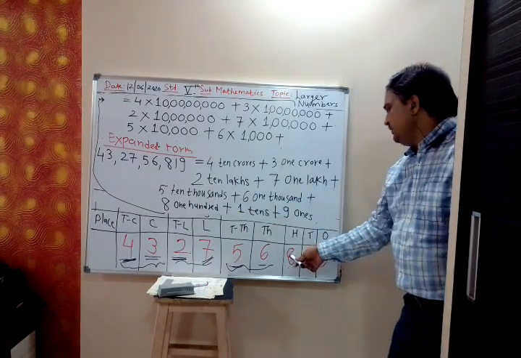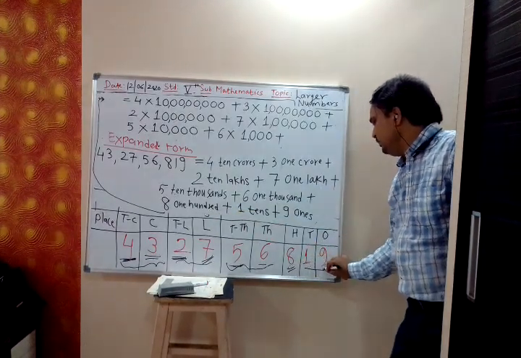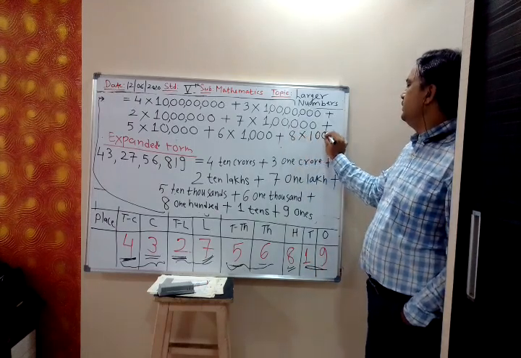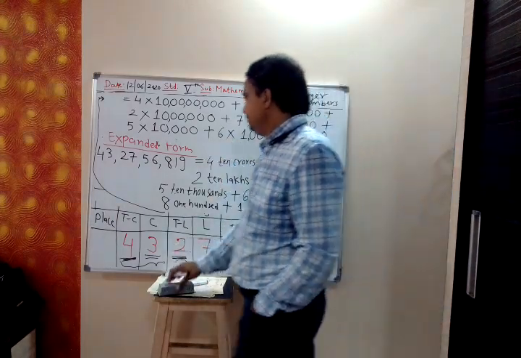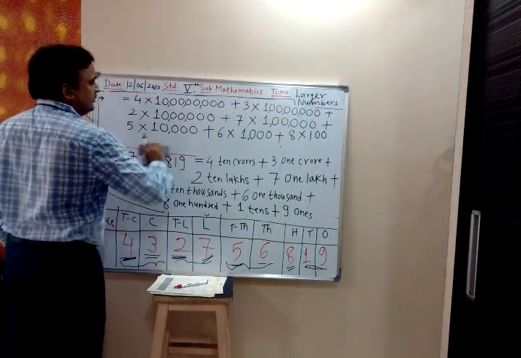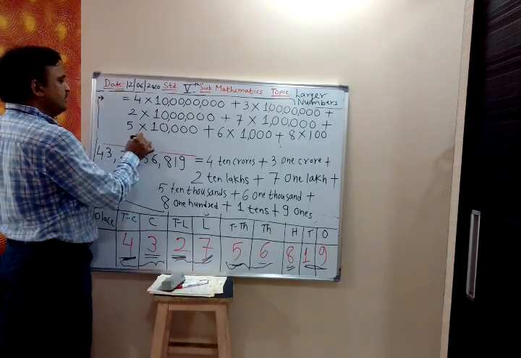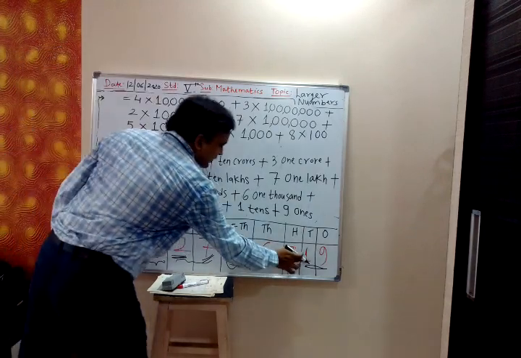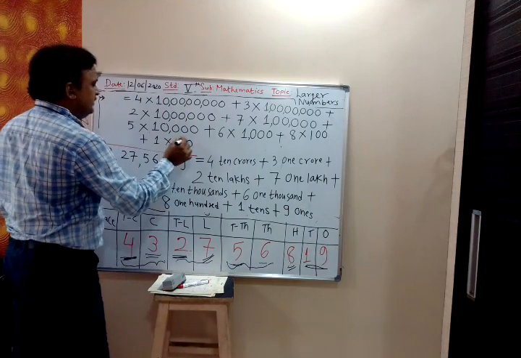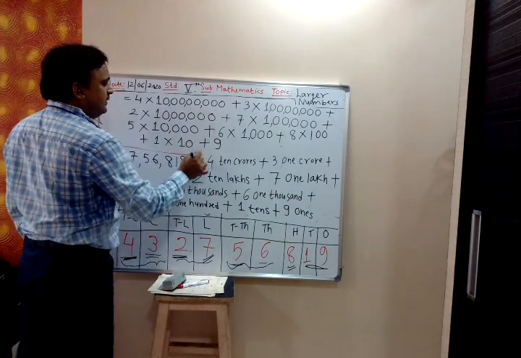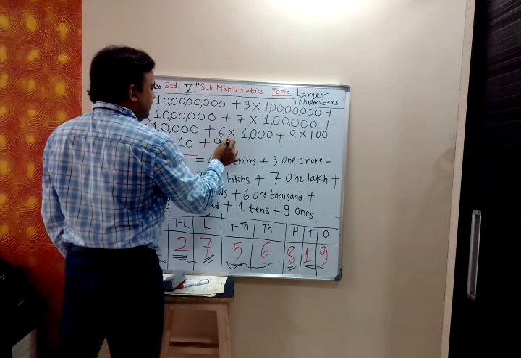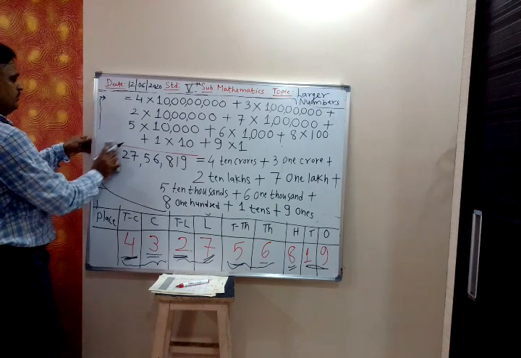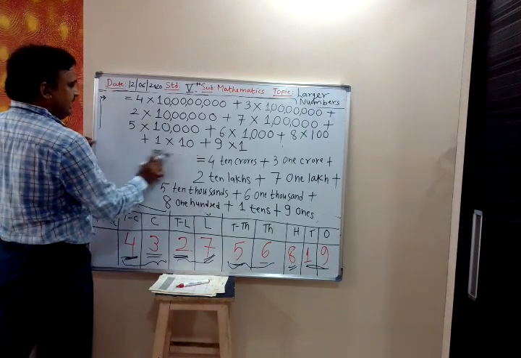Plus 8 into 100. After 8 there are 2 digits, so 8 into 100 has 2 zeros. Plus 1 into tens, which means 1 into 10. After 1 there is 1 digit, so I will write 1 0. Plus 9 into 1s, which means 9 into 1. So further we write.